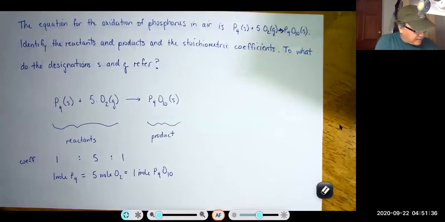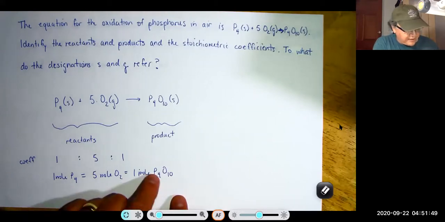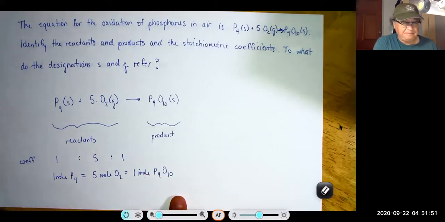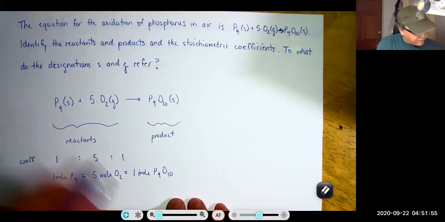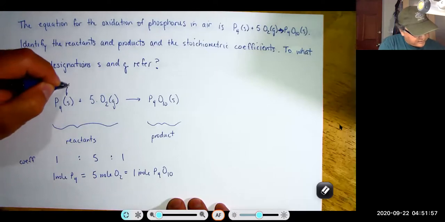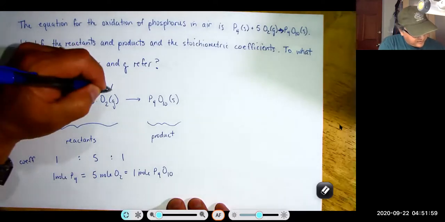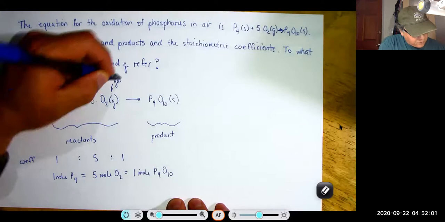And by the way, how would we say this name? Well, it's only nonmetals, so it's molecular. So we want to use a molecular name, which means the binary molecular name. So tetraphosphorus decaoxide. Now, what do these refer to? This refers to solid, gas, and of course, solid.